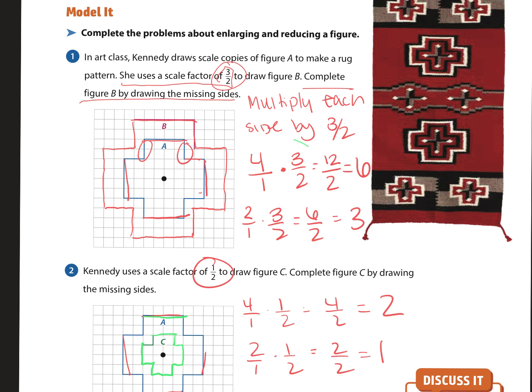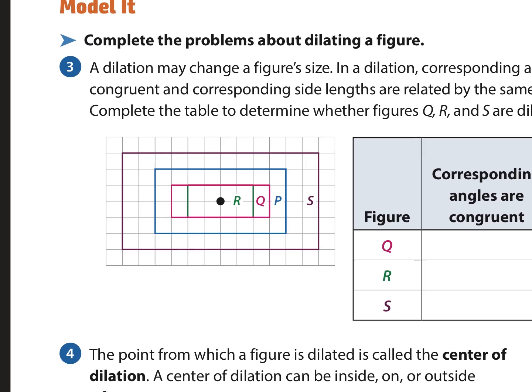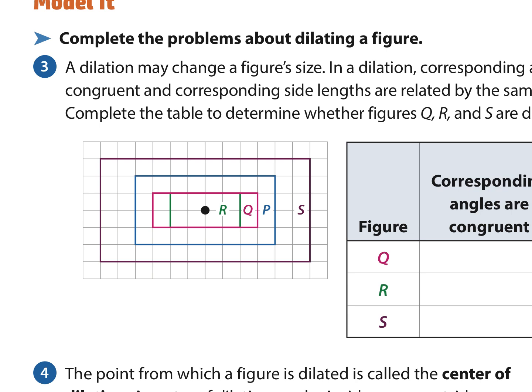You do the same thing. You just multiply all of your side lengths by your scale factor to figure out what the new sides are going to be. There's a different way to find out if you have a scale factor. So on the next page, we have our pre-image, which is blue. And then we have 3 other rectangles. We have the big one, rectangle S. We have rectangle Q and rectangle R.